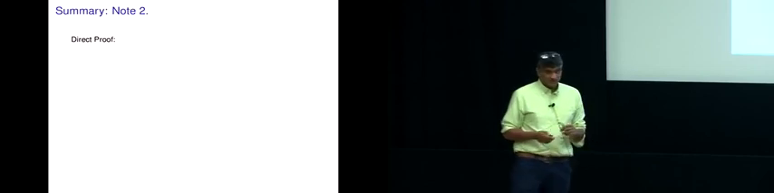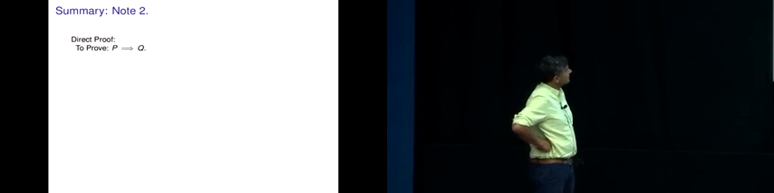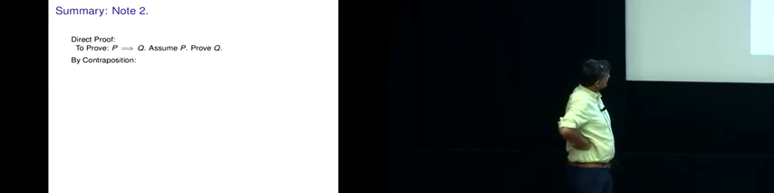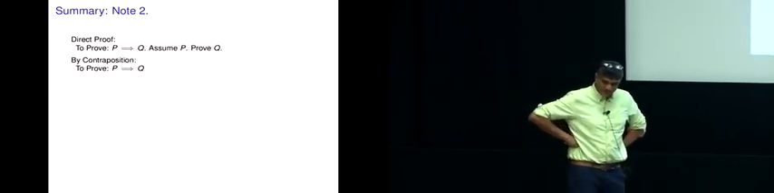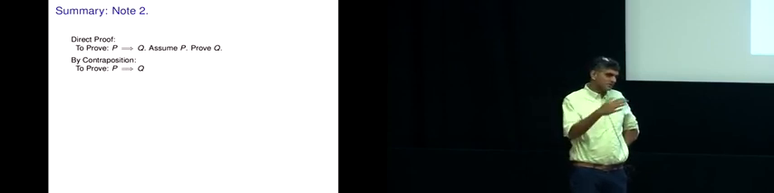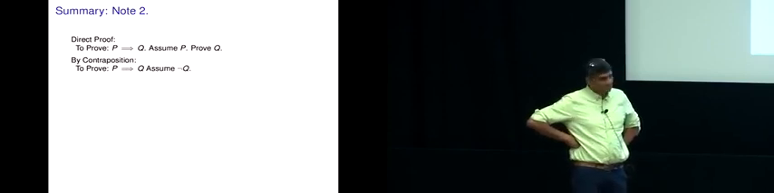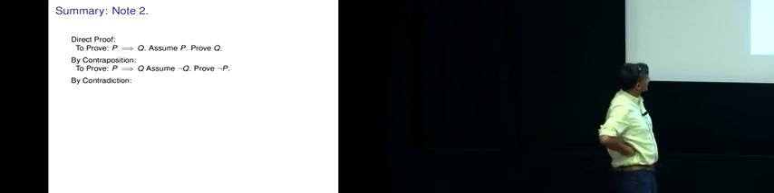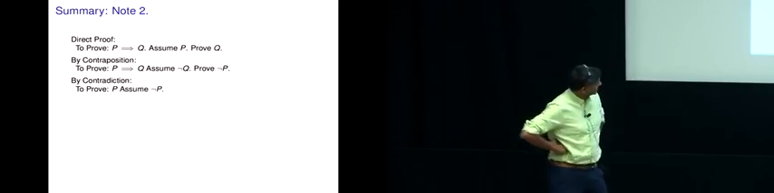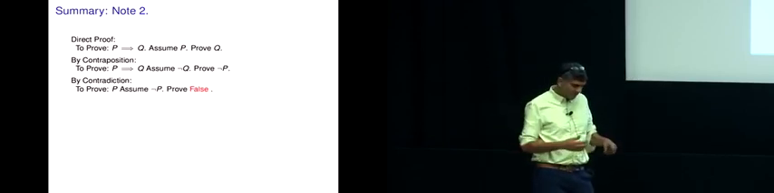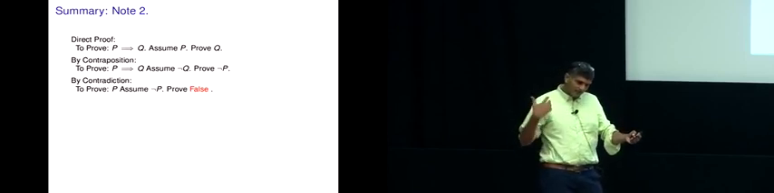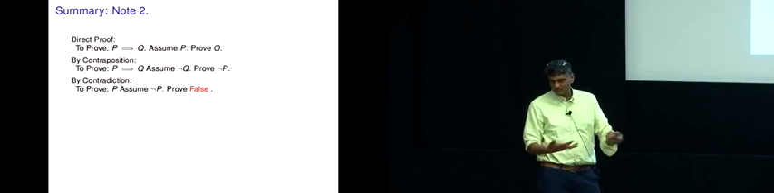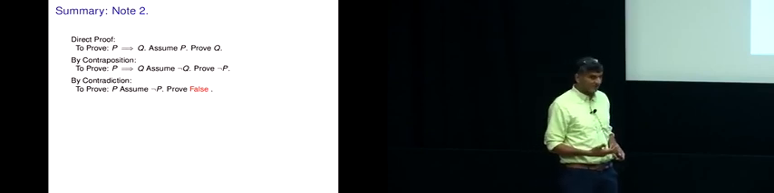Okay, so this is a summary of note 2, and then we'll do some induction. You want to prove P implies Q: assume P, then prove Q. By contraposition, if you try to prove P implies Q and it's not working for you, just switch it around: assume not Q and prove not P. See if that works better. Just play around with it. By contradiction, to prove P, you assume not P, and then you prove false. In general, the way false comes about is you prove a statement, and then you prove the opposite of that same statement. It's just a slower way of saying the same thing.